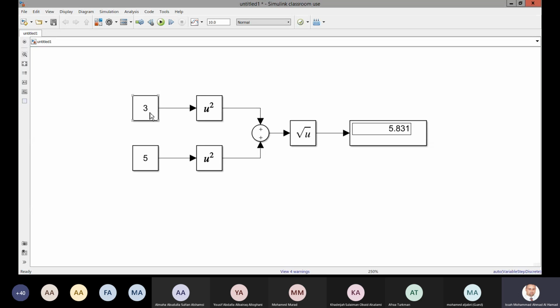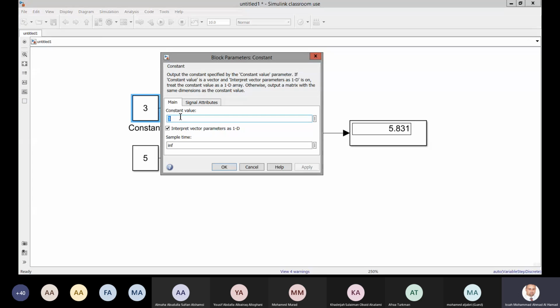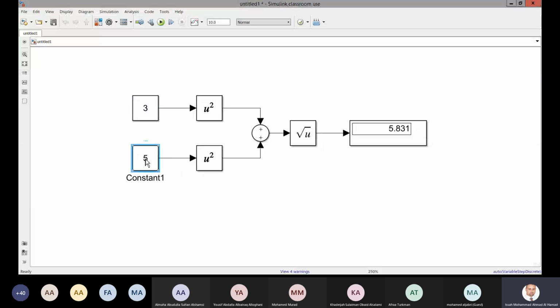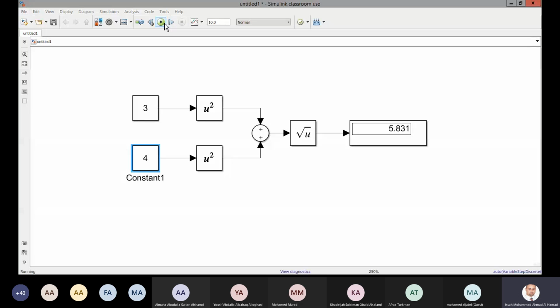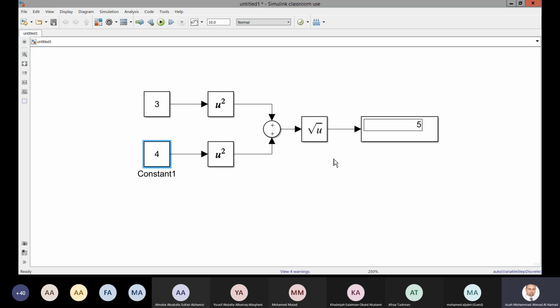So let's try to put something different. Let's make it 3 and 4, so we will get 5. And let's try to run it again. So this is your answer. Okay, you can add the annotation here. It's up to you.